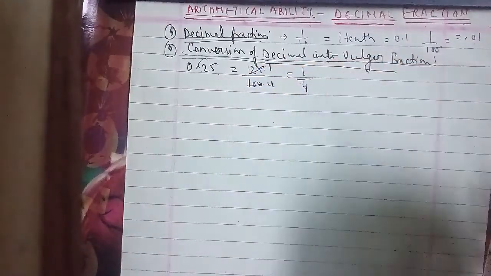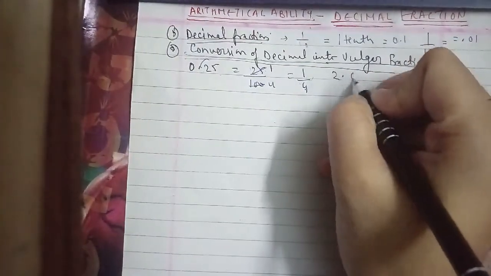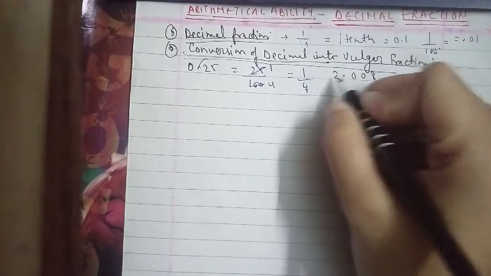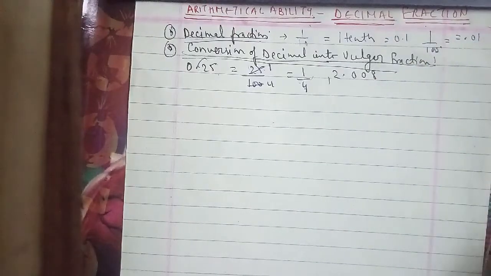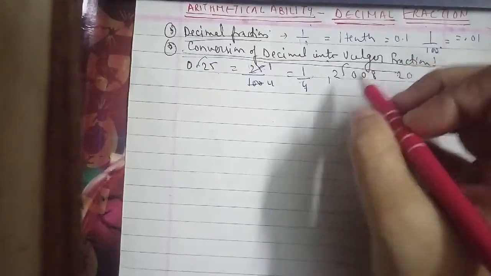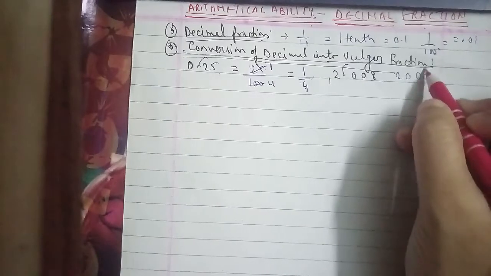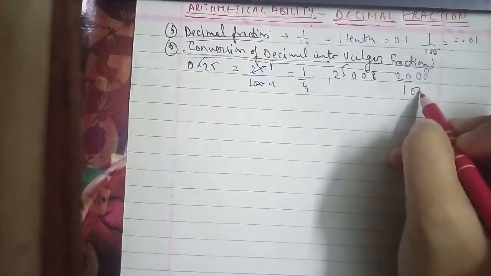Take another question as well, that is 2.008, and for that we'll remove the decimal, so here 3 zeros get added below. It means that it will be 2008 upon 1000 here.